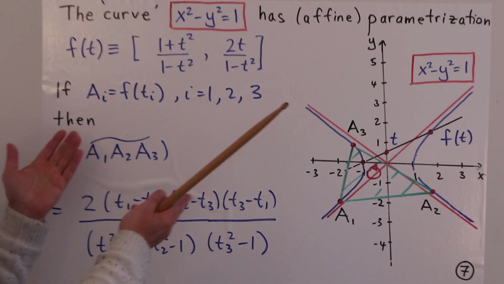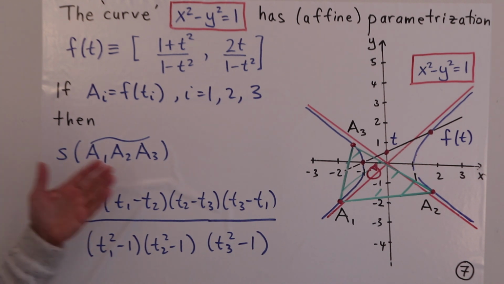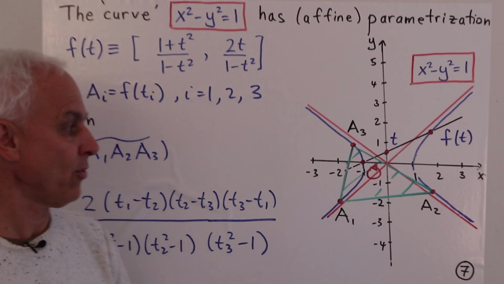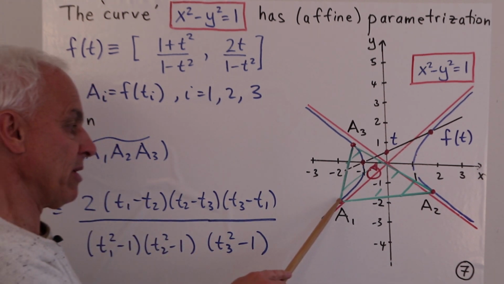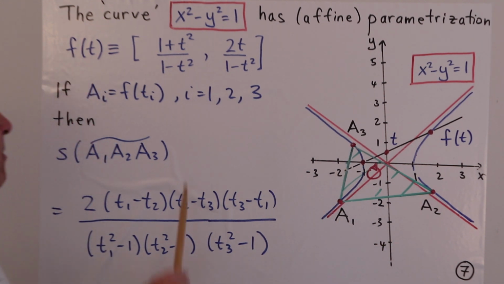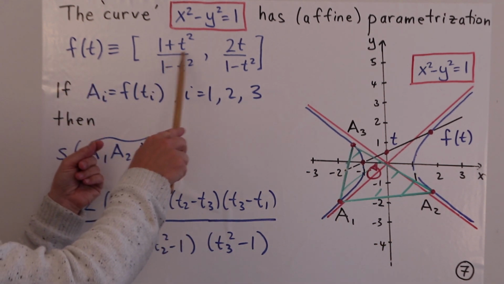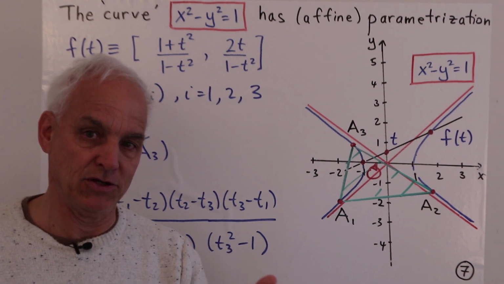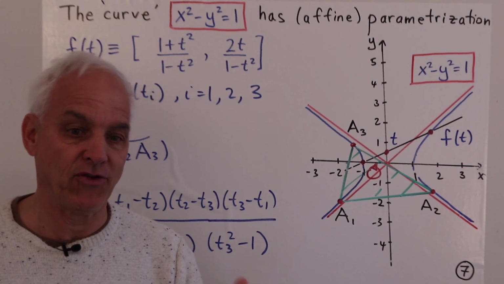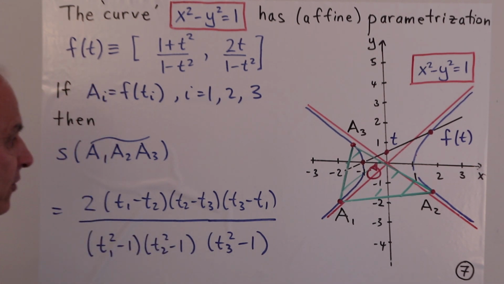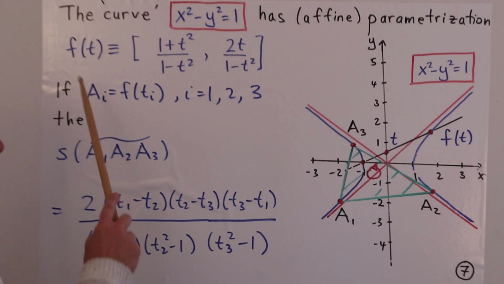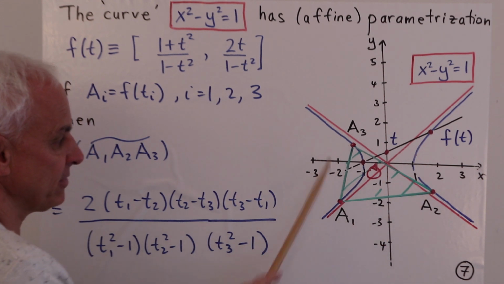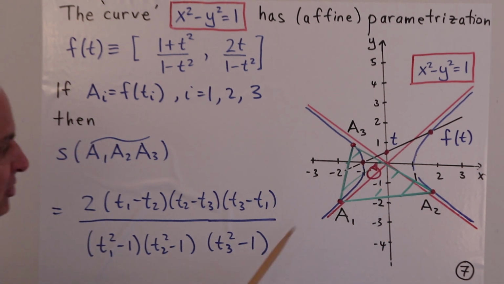Algebraically though, we can just proceed as we have for the circle or the other hyperbola. We can choose 3 points, a1, a2, a3, by simply replacing the t here with 3 variable values, t1, t2, and t3. So we get 3 different points on the curve. We call those a1, a2, a3. There's an example. And then we're interested in the signed area of that oriented triangle.